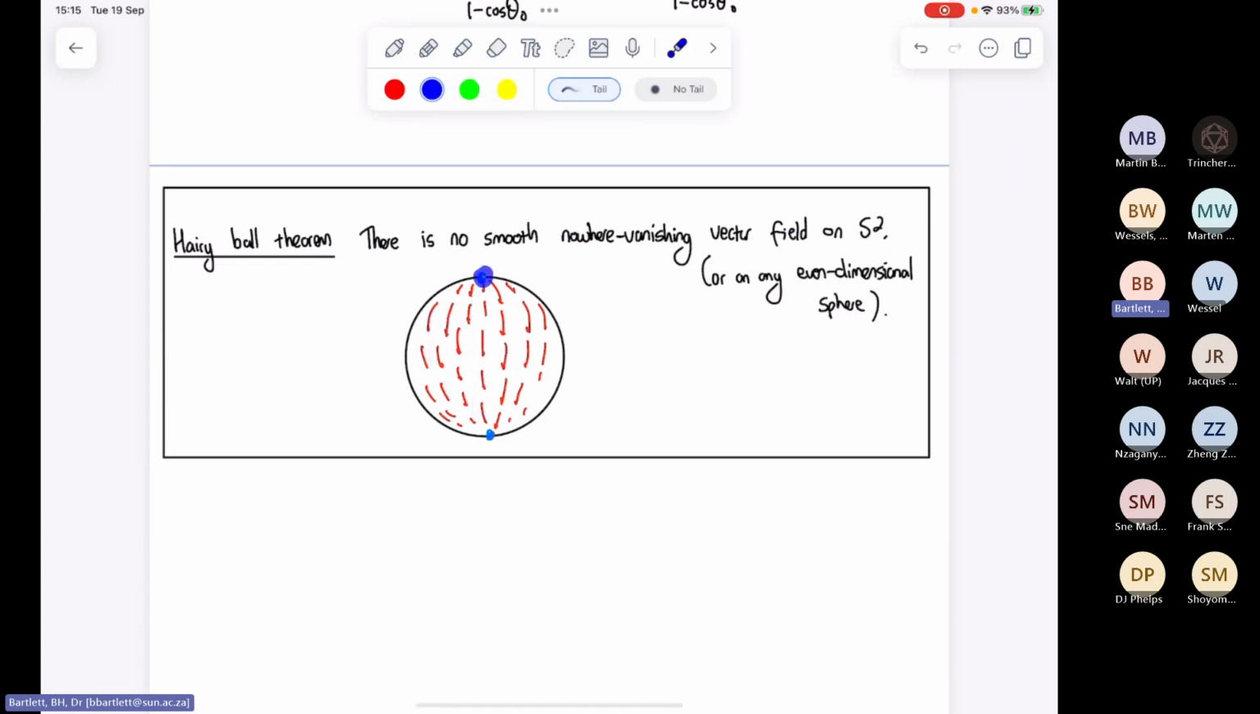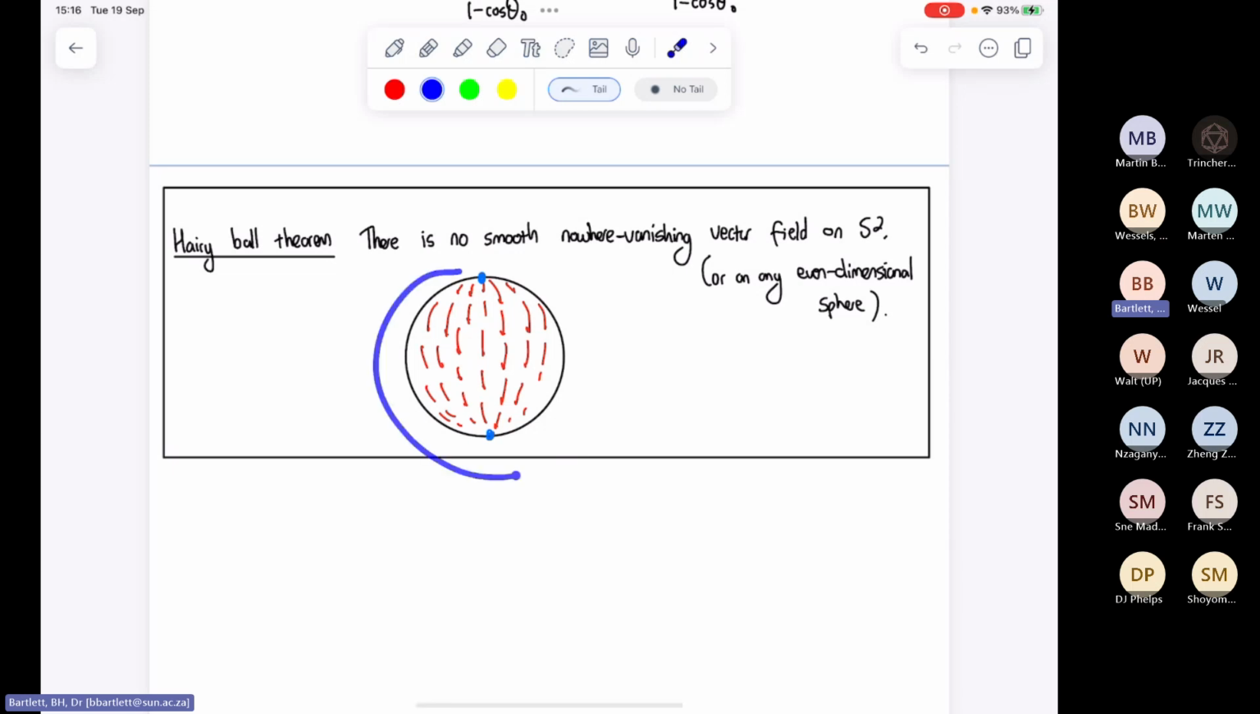But any way I try to do it, for example this way, I'm going to run into trouble at some points. In this particular construction, I'm running into trouble at the north and south poles. It's like I've got a crown in terms of the hair. And the theorem is saying that, in fact, that'll always be the case: because of the topology of the two-sphere, there's no way to construct a smooth vector field on it which is nowhere vanishing.